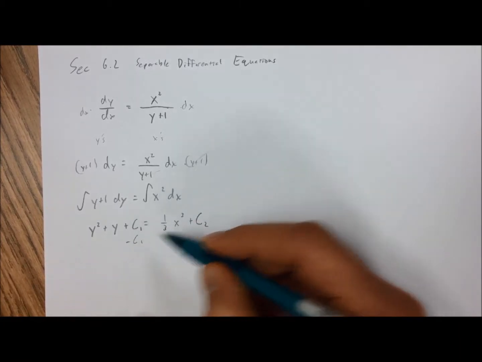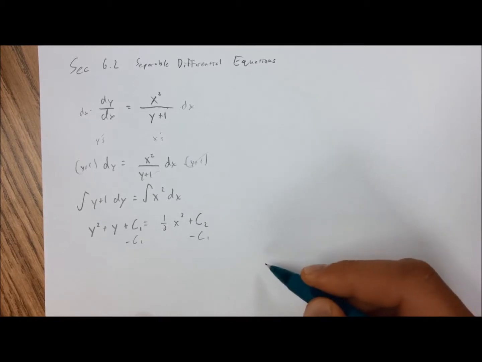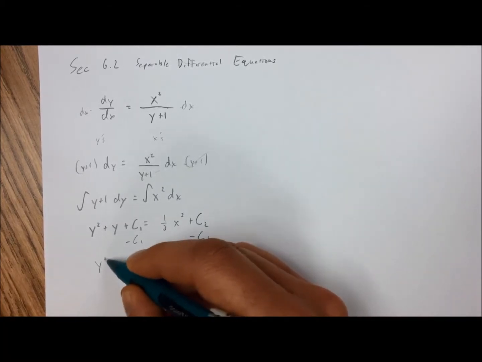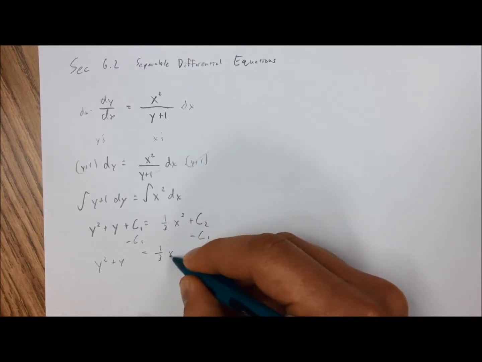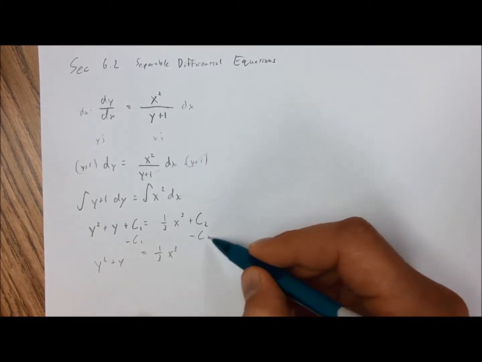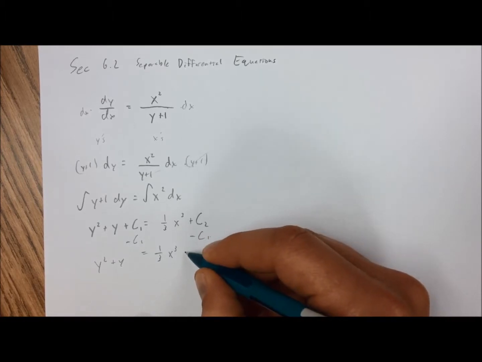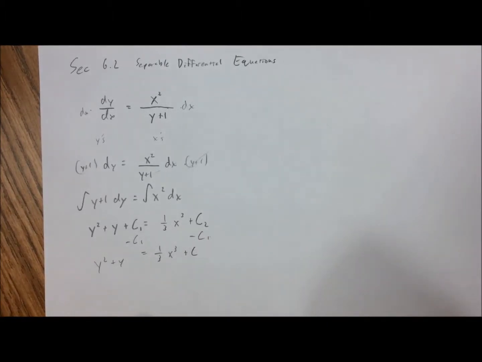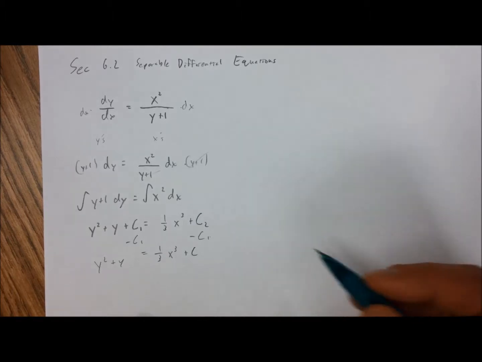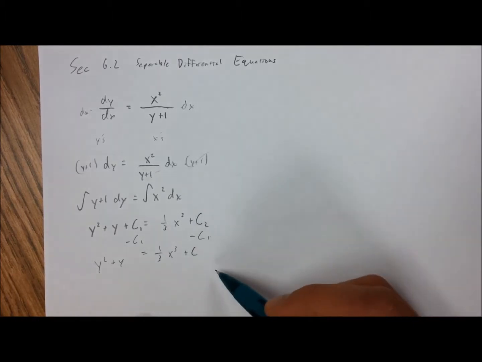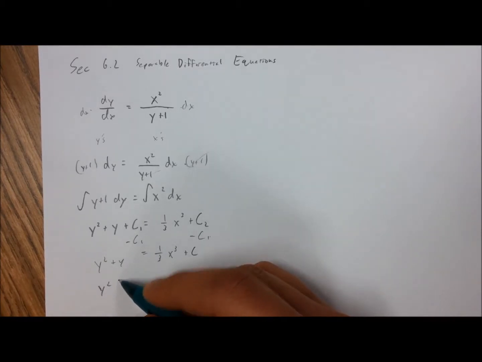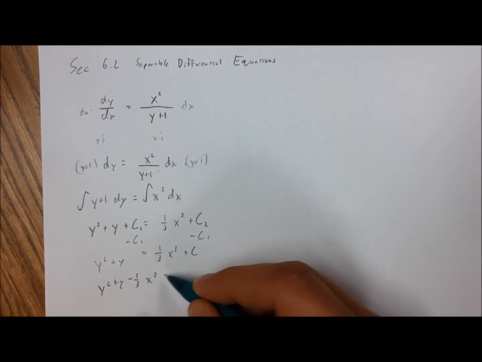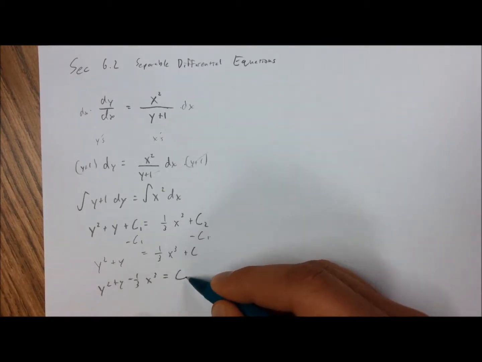So if I subtract a constant from this side, just like this, I'm going to get y squared plus y is equal to 1/3 x cubed. A constant minus a different constant is still just some constant. You can put constant sub 3 or k or whatever. And I'm going to go ahead and pull this over here. y squared plus y minus 1/3 x cubed is equal to some constant.